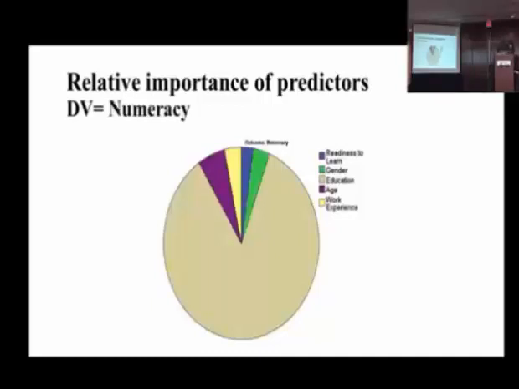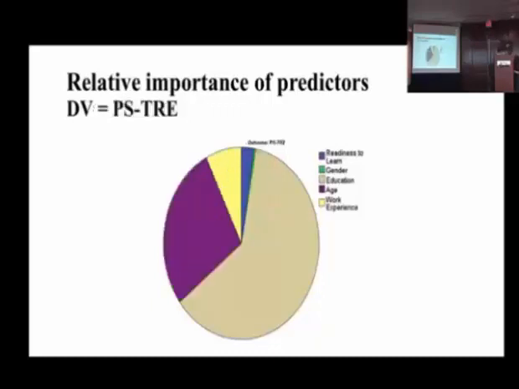And numeracy, again, education, the predominant predictor, readiness to learn, significant but not strong. And then problem solving, age a little bit, education a little less predominant. Readiness to learn, again, was significant but not strong. Age comes in a little bit stronger here as a negative predictor. So older individuals had lower skills.